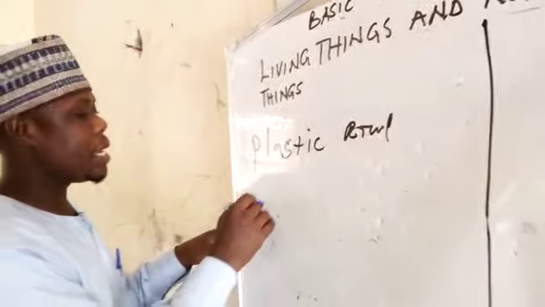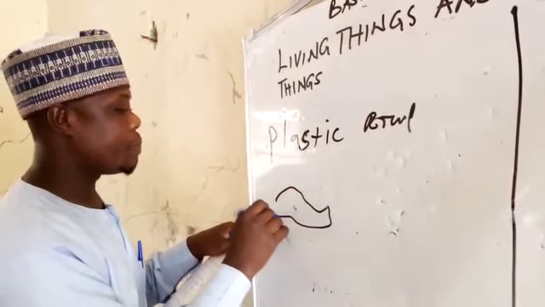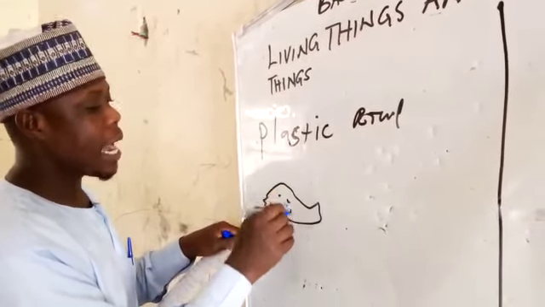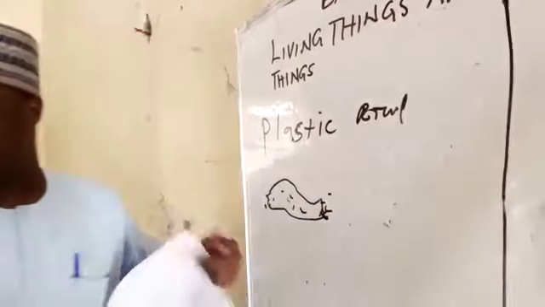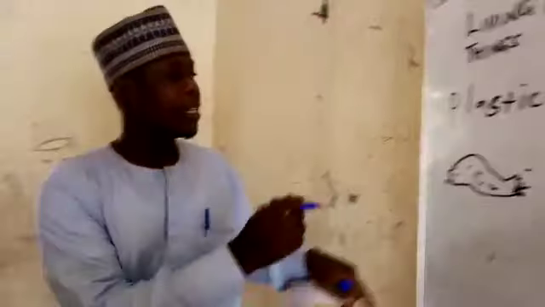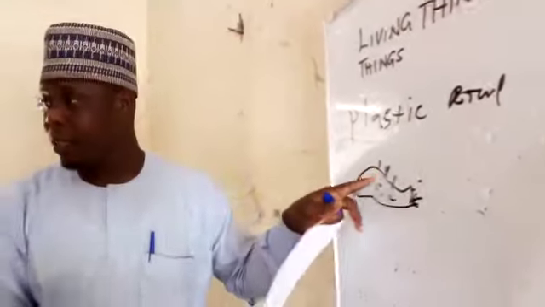An example of the living things we have discussed so far is fish. This fish has life, it moves, and it defends itself by using its fins, the fins it possesses. I hope this one is clear.